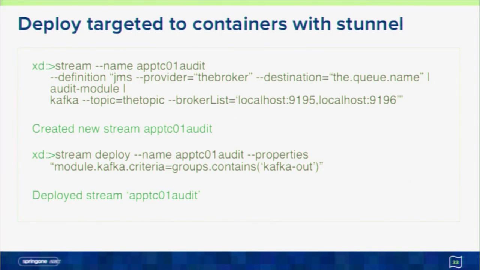Now when we deploy the stream, with stream deploy, we can provide optional properties. So --properties module.kafka.criteria equals groups.contains('kafka-out'). What we've said is when you deploy this stream, the Kafka module should be put only on containers that have the kafka-out attribute. There are other things you can do, like, for example, set the module count. If we had multiple containers in that group and we set the module count to 3, it would ensure that there were 3 copies of that Kafka module spread out across the group. So we can get some resiliency that way.